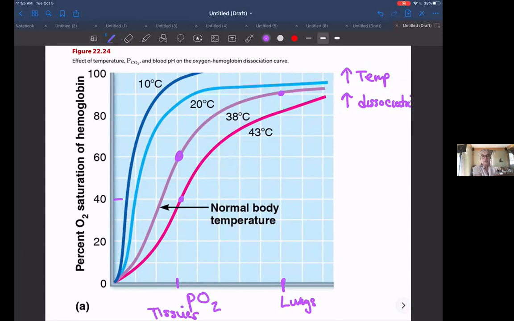The other thing that influences the dissociation of hemoglobin from oxygen is CO2. So when I increase the partial pressure of CO2, this also increases dissociation. So what affects whether or not hemoglobin binds to oxygen? The concentration of oxygen, the temperature, and also the concentration of carbon dioxide.